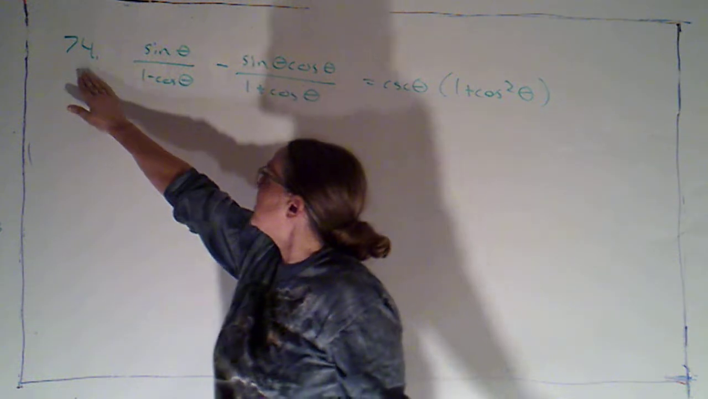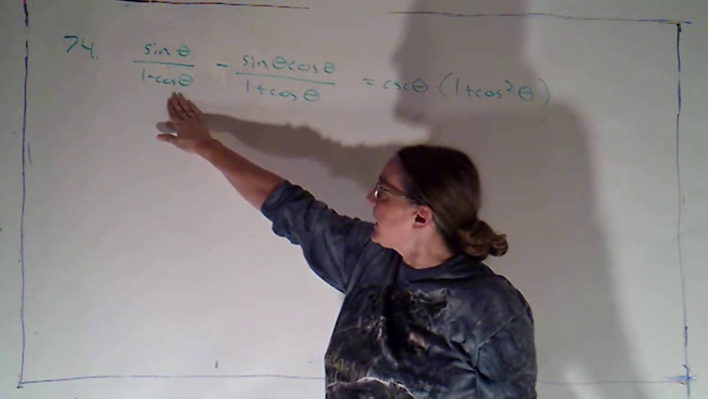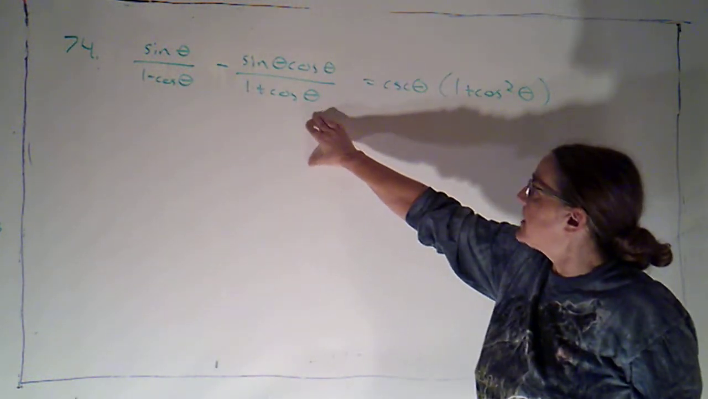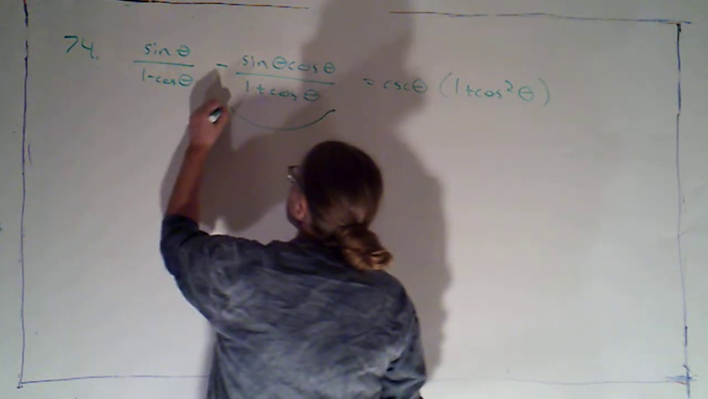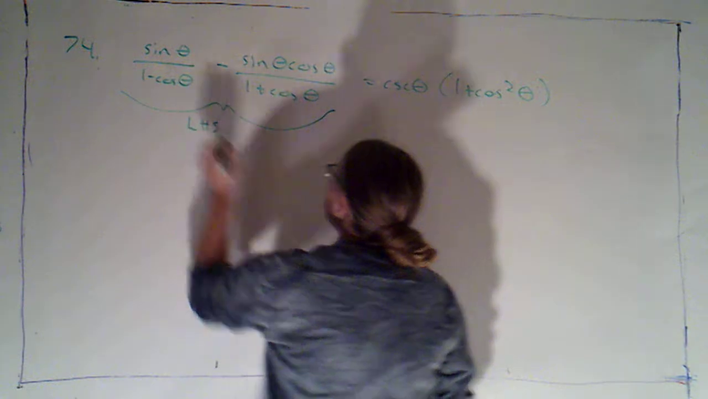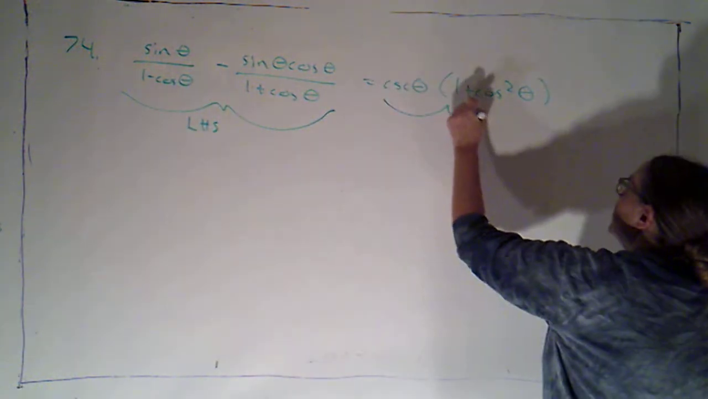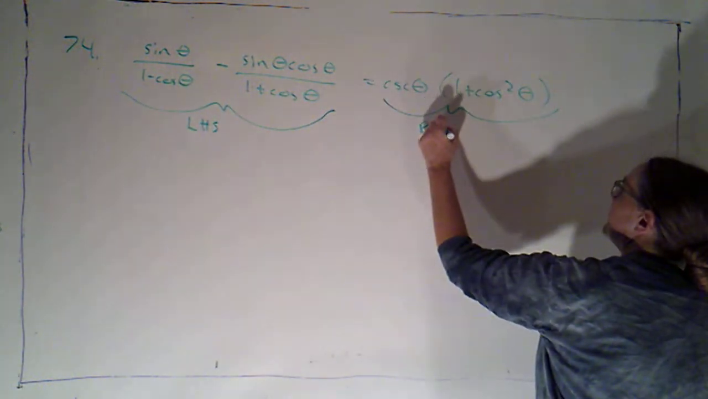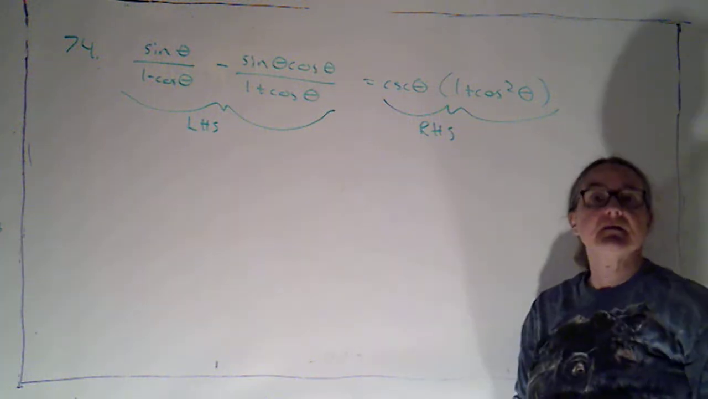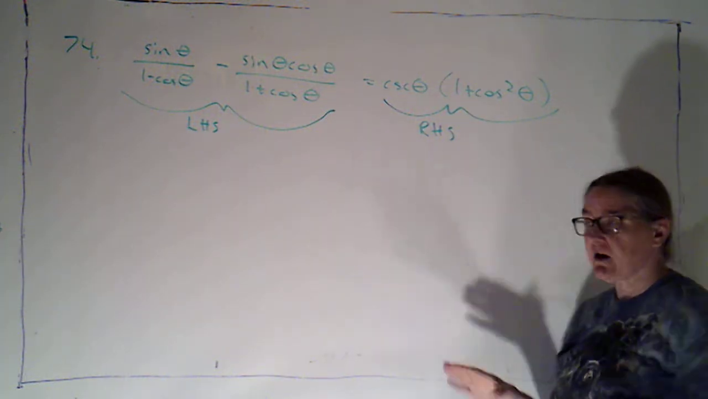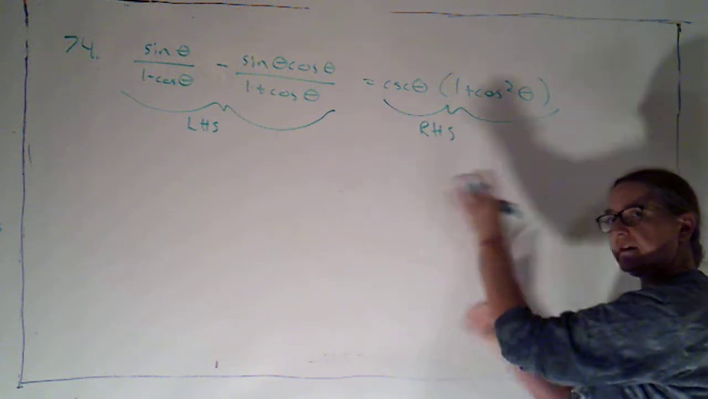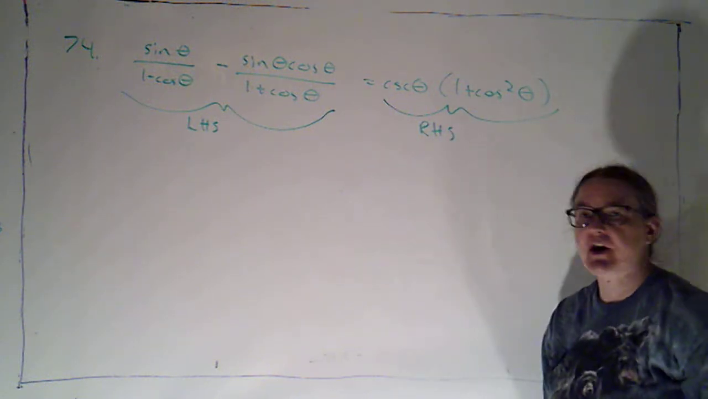I've chosen another even-numbered problem from your textbook. Sine theta over 1 minus cosine theta minus sine theta cosine theta over 1 plus cosine theta. So that's my left-hand side, is equal to cosecant theta times 1 plus cosine squared theta. Okay. Now, in a moment, I'm going to ask you to pause the video, try this one, and then tune back in to check your work.